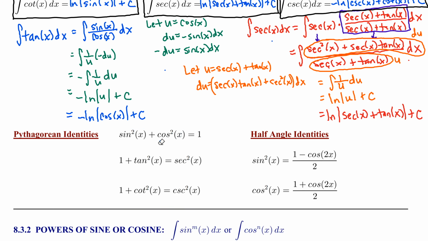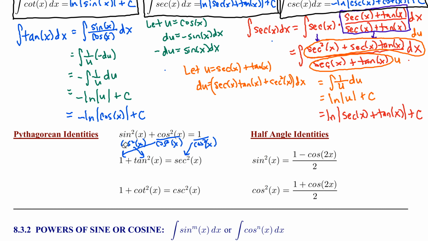And then with that strategy, you can probably figure out if I divide all 3 terms of the original Pythagorean identity by cosine squared of x and simplify, sine over cosine squared gives me tangent squared, cosine squared over cosine squared gives me 1, and 1 over cosine squared gives me secant squared.